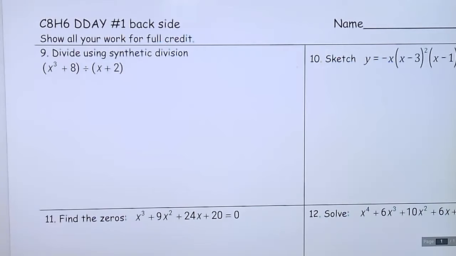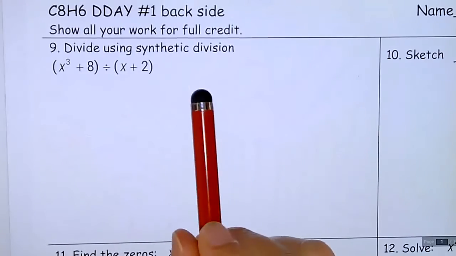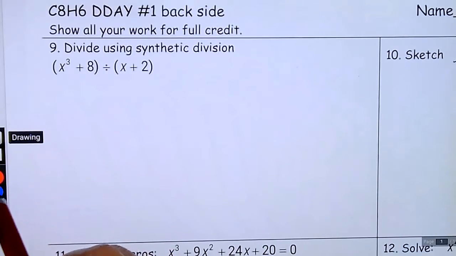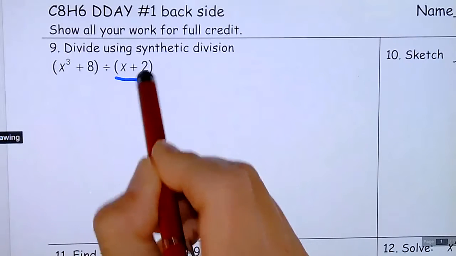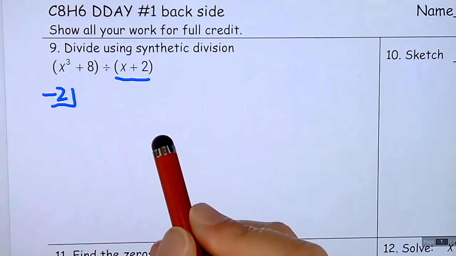Okay, so this is the Chapter 8, D-Day number 1, homework, which is the backside. This is a synthetic division problem. And again, you want to ask yourself, what makes this x plus 2 zero? That is going to be a -2, so I put a -2 here.